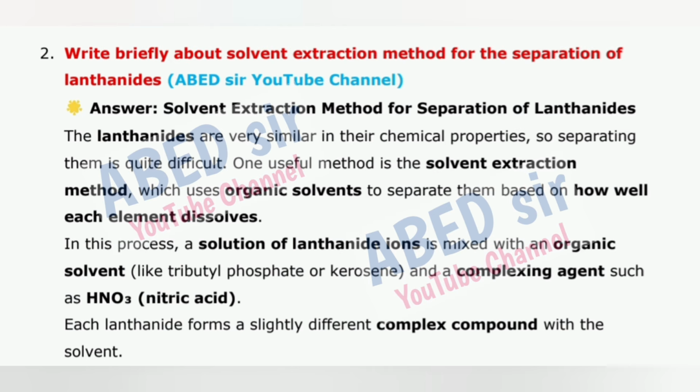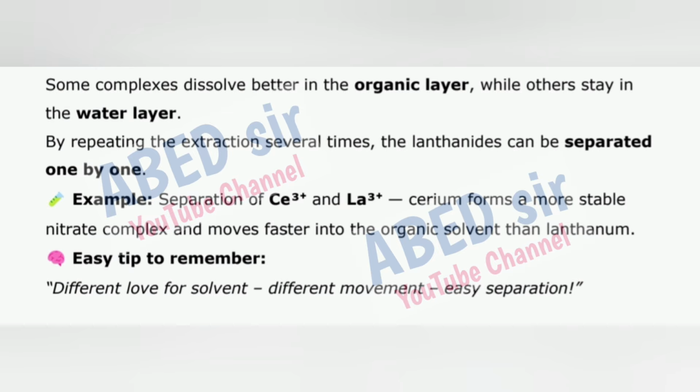Each lanthanide forms a slightly different complex compound with the solvent. Some complexes dissolve better in the organic layer, while others stay in the water layer. By repeating the extraction several times, the lanthanides can be separated one by one. Example: separation of Ce³⁺ and La³⁺. Cerium forms a more stable nitrate complex and moves faster into the organic solvent than lanthanum. Easy tip to remember: different love for solvent, different movement, easy separation.